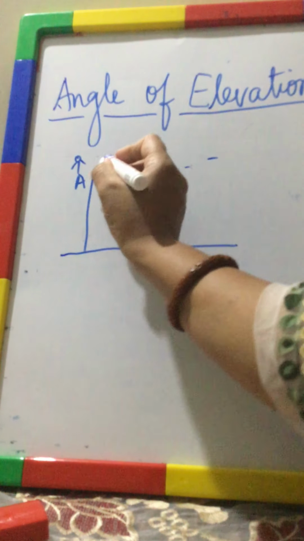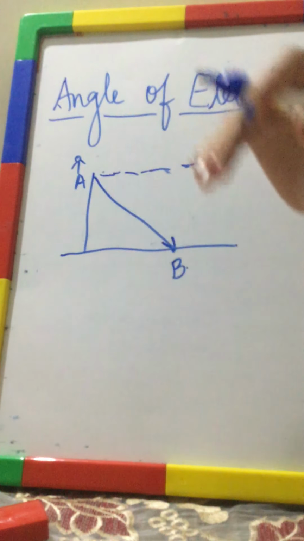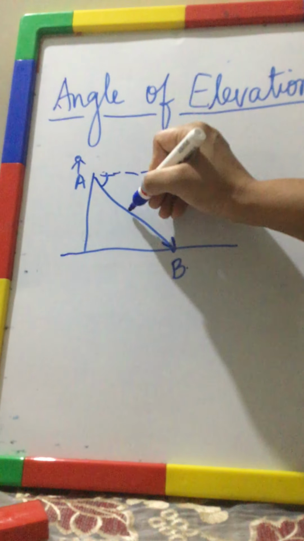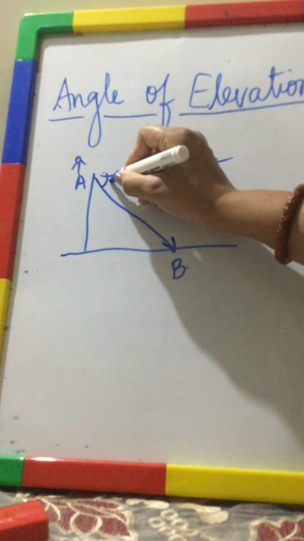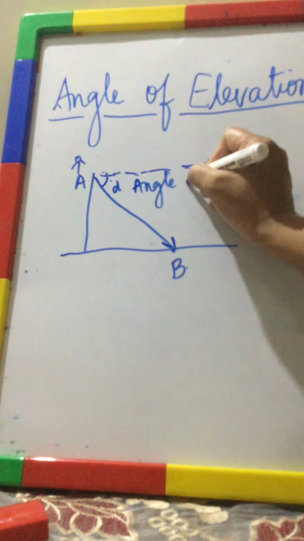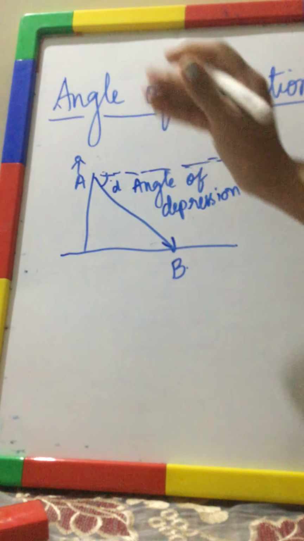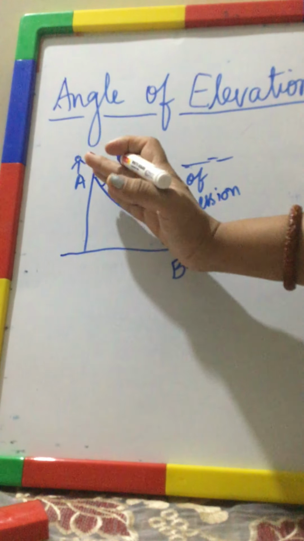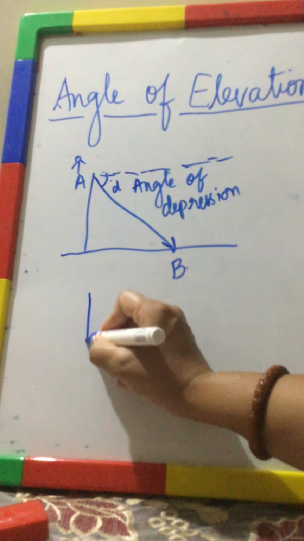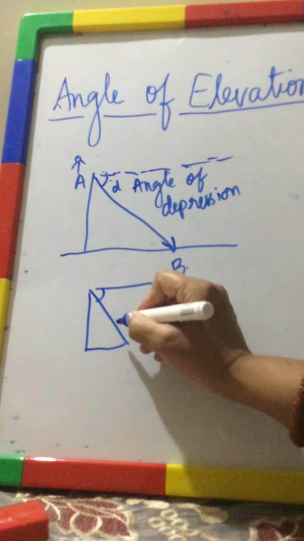Then this line, which is an imaginary line, is parallel to the ground, so it is considered as a straight line. Then the angle made by the line of vision and this horizontal is called angle of depression, because to look at the object in this case, the observer has to lower down his line of vision to the horizontal.